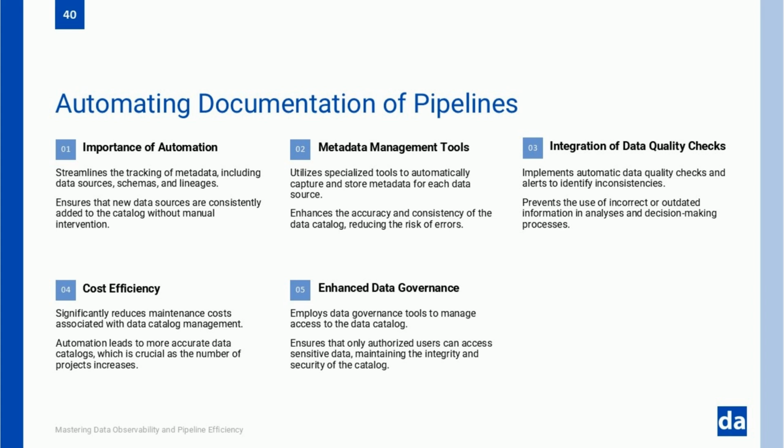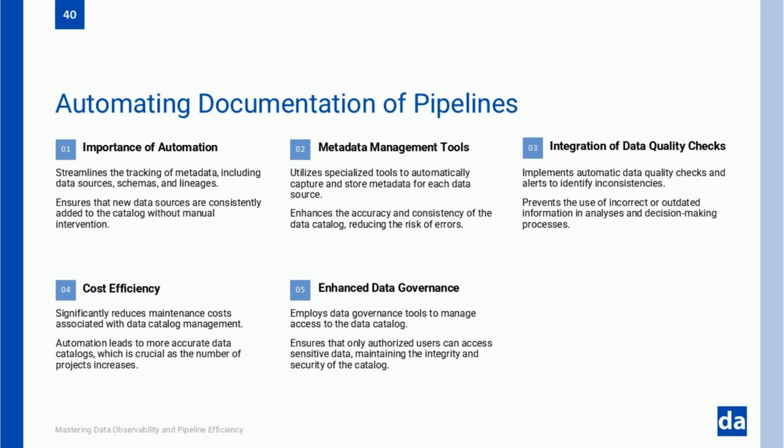Tools that make it easy. There are amazing tools out there like Collibra, Alation, or even open source ones like Apache Atlas. They capture metadata automatically, keep your data catalog clean and consistent, and they scale with you so you're not stuck revisiting old pipelines. Quality control built in. Now here's where it gets even better. Automation doesn't just keep things organized, it also keeps things accurate. With built-in data quality checks, issues get flagged early.